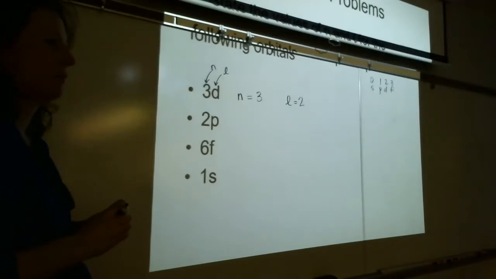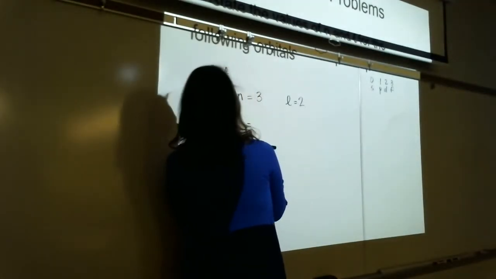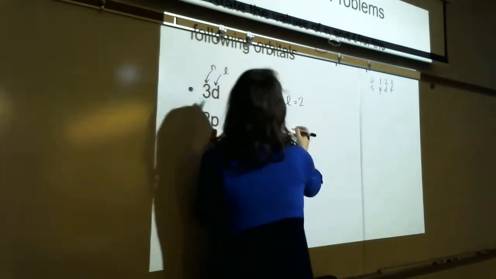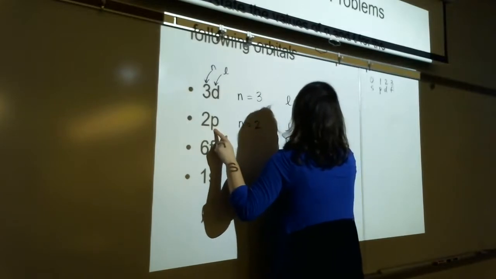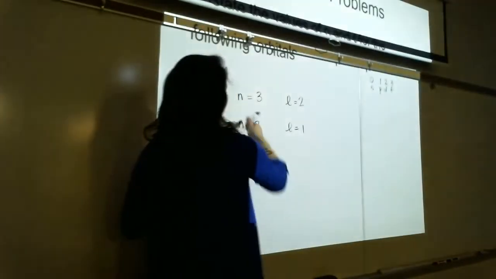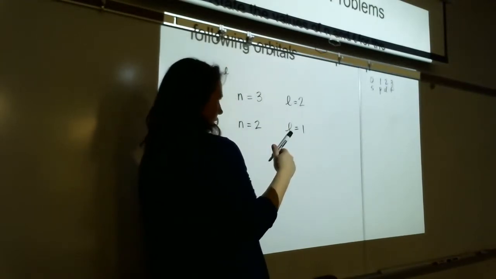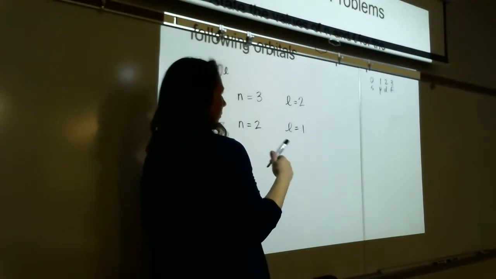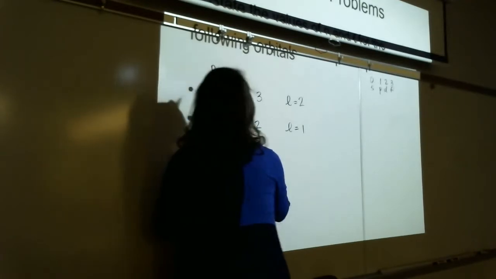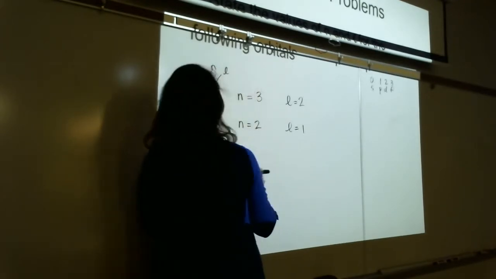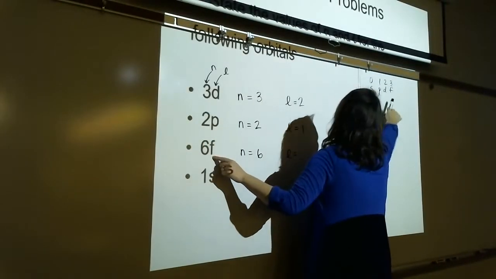Did you get it right? Okay. What's the value of N here? N equals 2. And what's the value of L for a p orbital? 1. Okay. Notice we're following our rule, because what's the restriction on L? L can be any number up to n minus 1, right? N equals 6. And what's the value of L for an f orbital? 3.